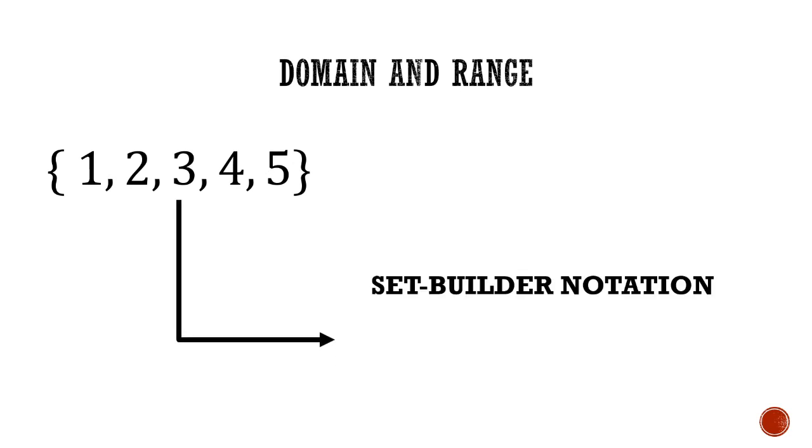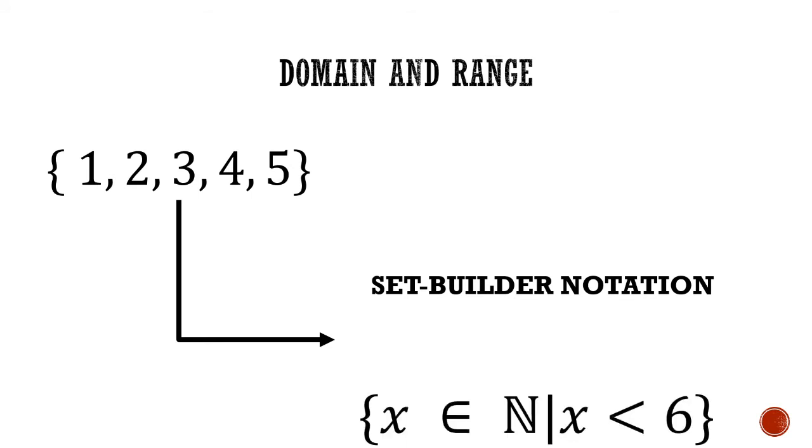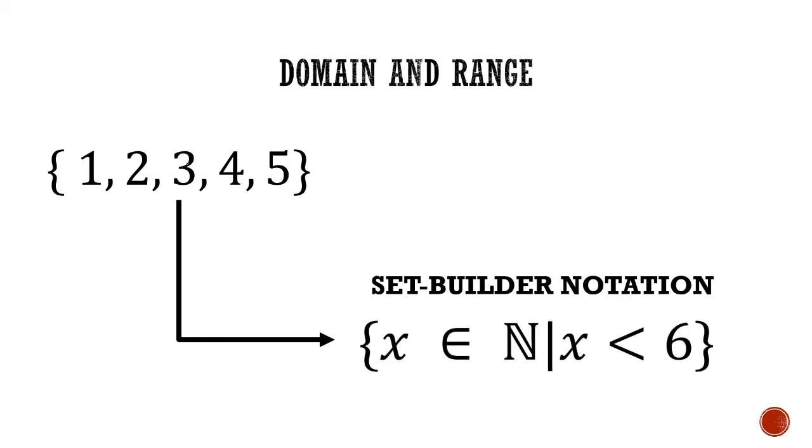In this method, you are simply enumerating the elements of your set and you're just going to enclose them inside curly brackets. We can also build sets by describing the elements that are in it. We call this the set builder notation, and it looks like this. If we are going to write this set in set builder notation, it will look like this.